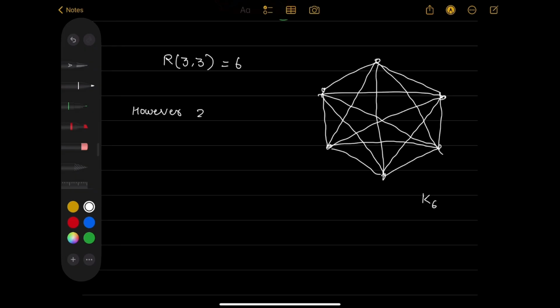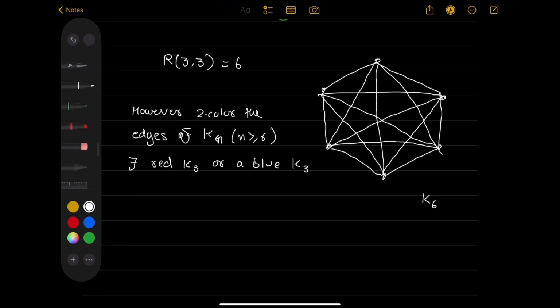however you color the edges of K6, or you can say Kn, n at least 6, there exists a red K3 or a blue K3.